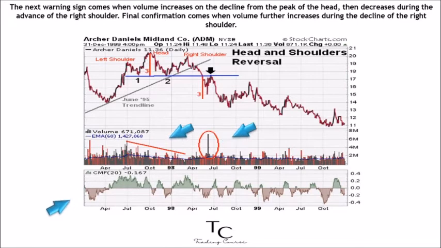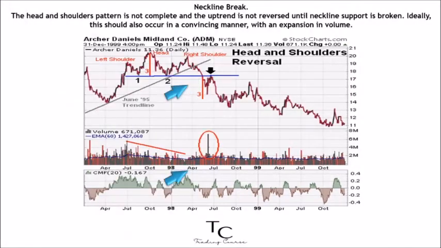The next warning sign comes when volume increases on the decline from the peak of the head, then decreases during the advance of the right shoulder. Final confirmation comes when volume further increases during the decline of the right shoulder.